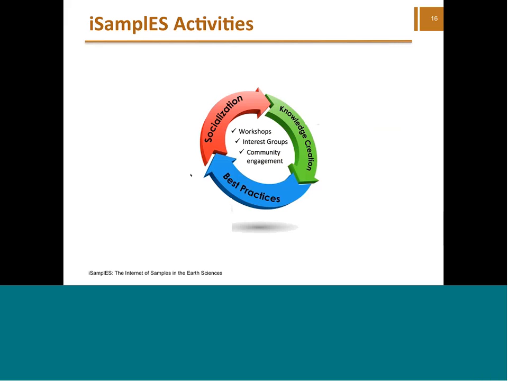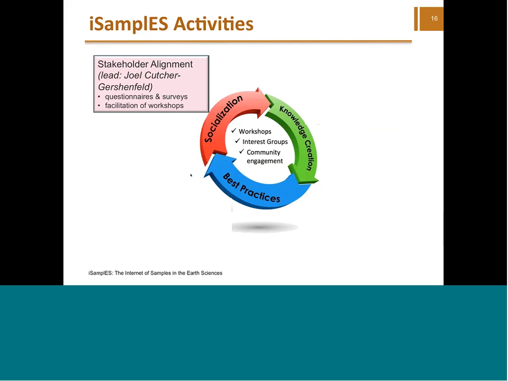The activities that we are planning to do can be grouped into three different components. We will focus on socialization under the lead of Joel Kutscher-Gershenfeld, who has been engaged with EarthCube, leading the stakeholder alignment process. He will do a similar effort for the iSamples Research Coordination Network, conducting surveys and questionnaires and also providing facilitation of the workshops that we're planning to do.